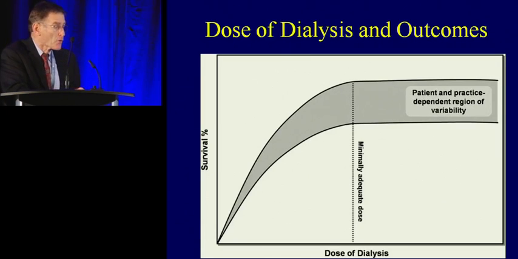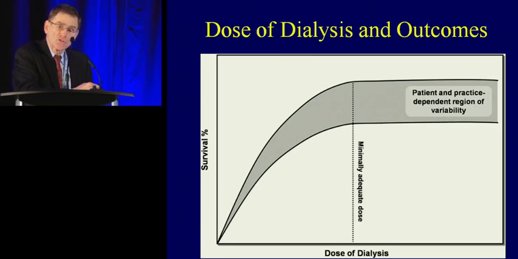So then we went back and thought about what dose of dialysis you should use to improve outcomes. If someone has AKI and is not dialyzed, they have a survival rate of 0, right? If you dialyze, the survival rate improves, and then you reach a plateau from which you don't get any further improvement in outcomes, shown where the graph levels off. But then you're going to see a variation in survival rates based on patient-dependent and practice-dependent factors and variability, right?